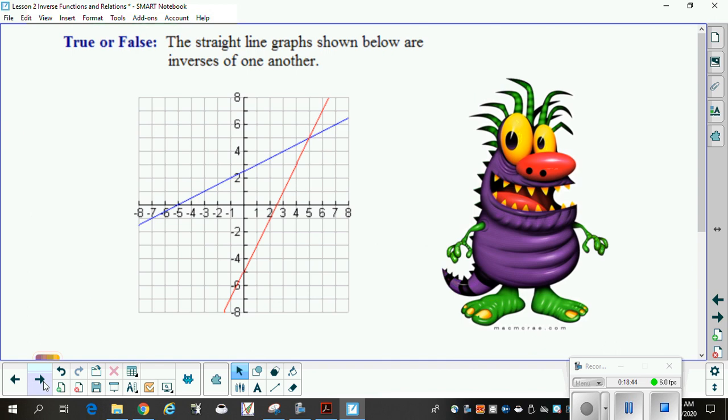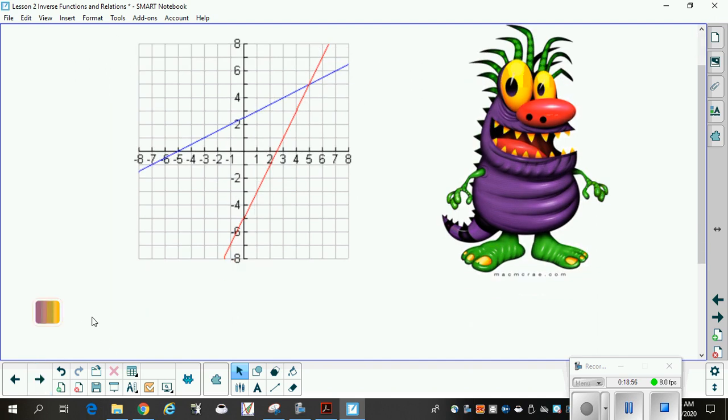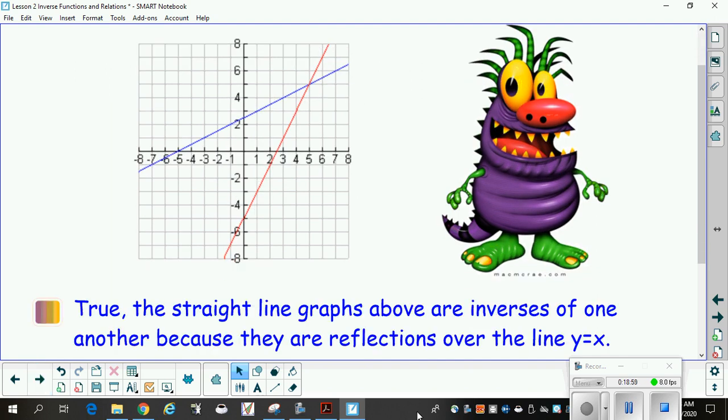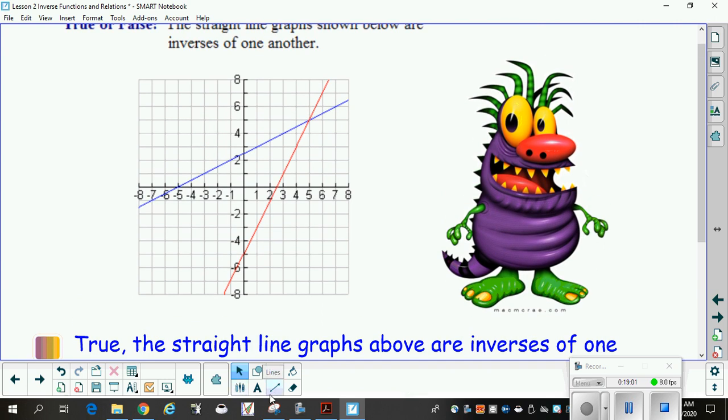Okay, true or false? The straight line graphs shown below are inverses of one another. Are they or are they not inverses of one another? If you said yes, they are, you're correct. And again, you would have to imagine this guy like this. And in fact, the blue and the red are reflections of each other over the identity line.